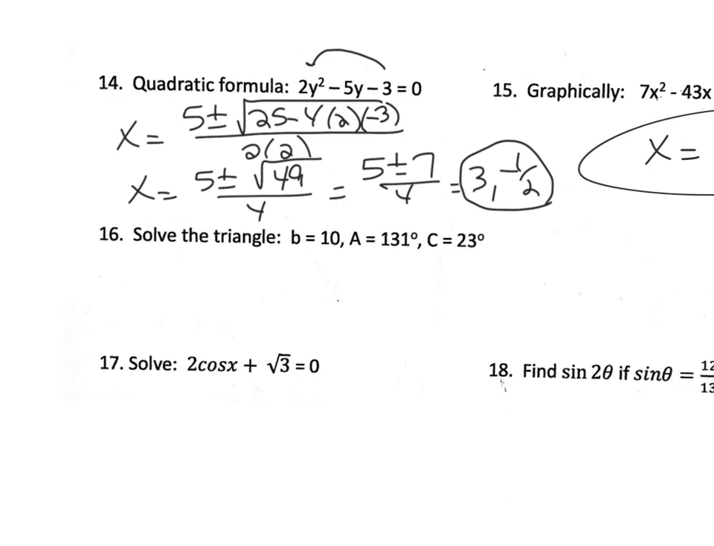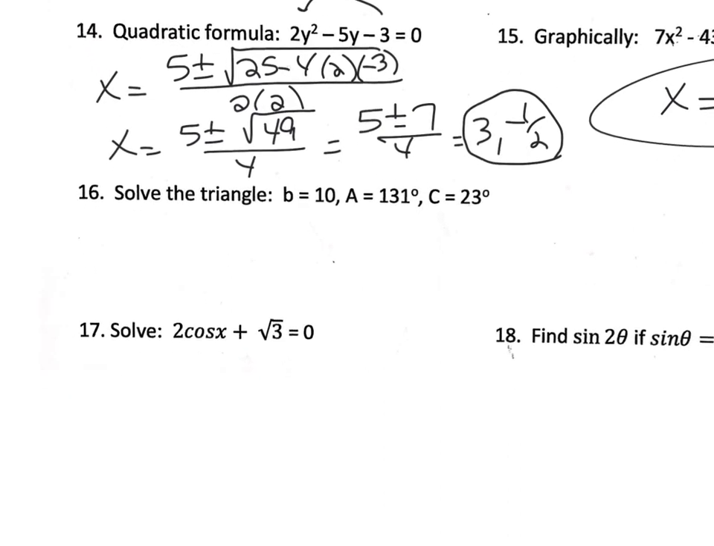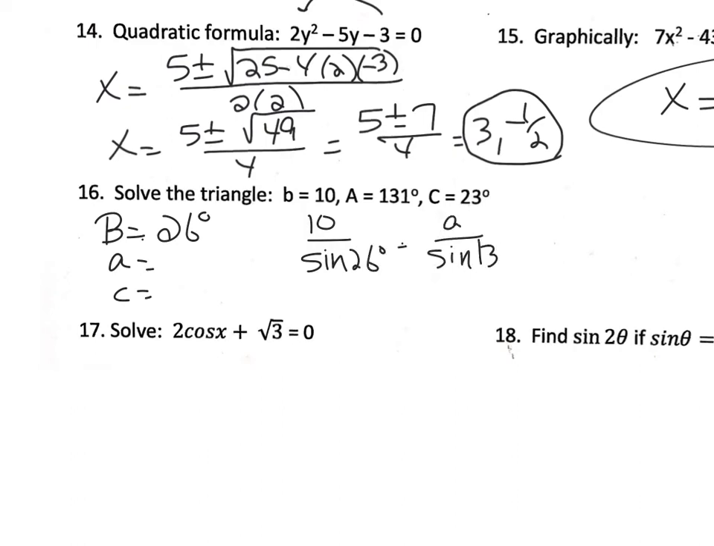Number 14, so that's going to solve that one. You don't know any opposites there, none at all. So what I do know though is this: I know big B, because you got to subtract from 180. So if I do 180 minus 131 minus 23, I get 26. So big B is 26, and because I know big B now I do know opposites. So what I'm looking for, I need little a and little c. And because I have opposites, I'm going to do law of sines. I'm going to do 10 over sine 26 degrees equals little a over sine 131 degrees.